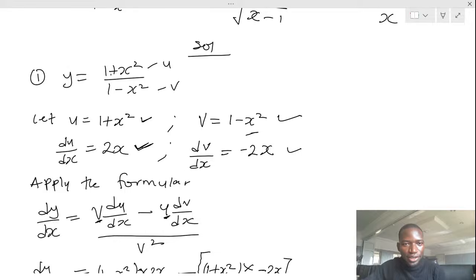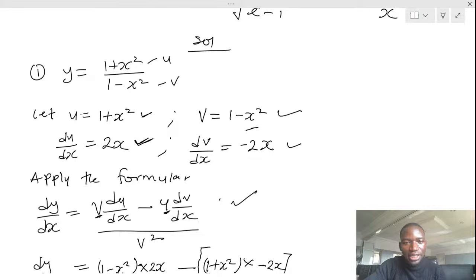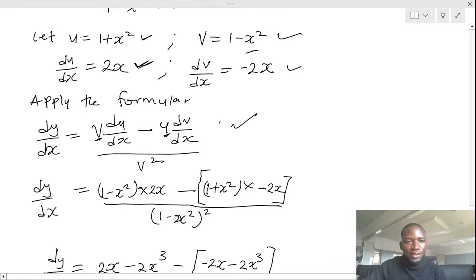So this is the question we're given. Let the first one be your u and let the second one be your v. So differentiate u with respect to x, you're going to have 2x. Then differentiate v also with respect to x, you're going to have minus 2x. Then after that, you slot in all these values in your formula. That's what we did. Where we have v, we slot in the value for v, that is 1 minus x squared. Where we have du, we slot in the value for du, that is 2x minus, where we have u, that's 1 plus x squared, we slot in that value.